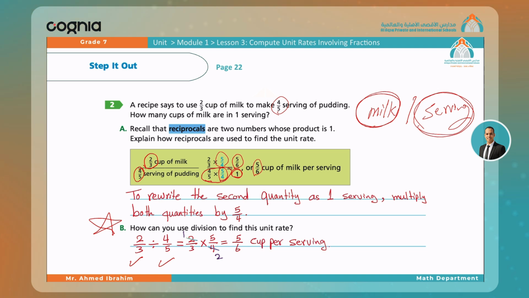And I see this way easier. You just divide the two quantities. It says milk per serving. You divide the amount of milk by the amount of serving.